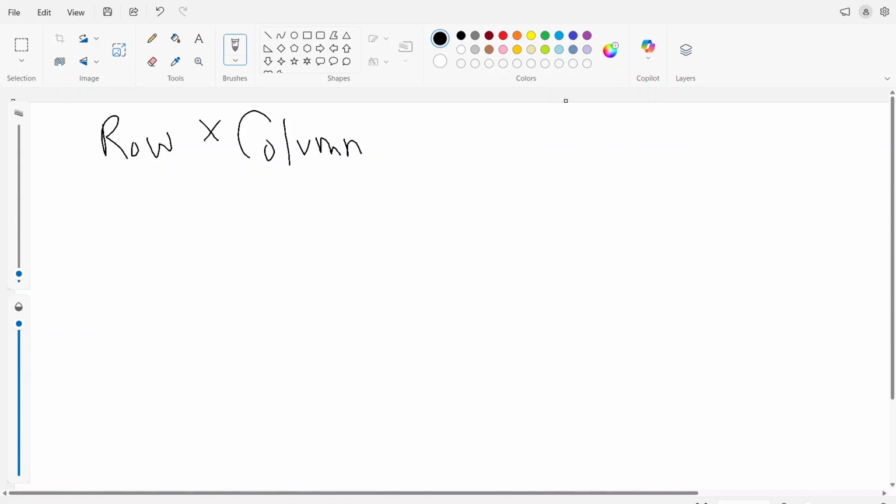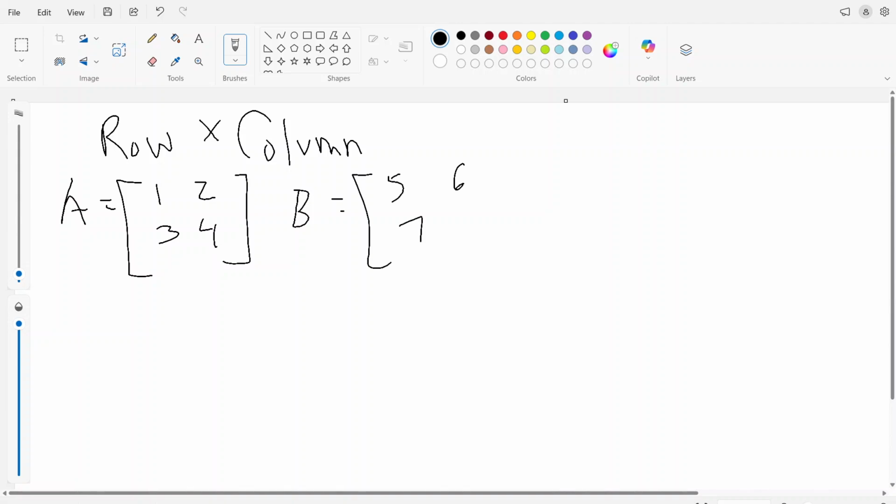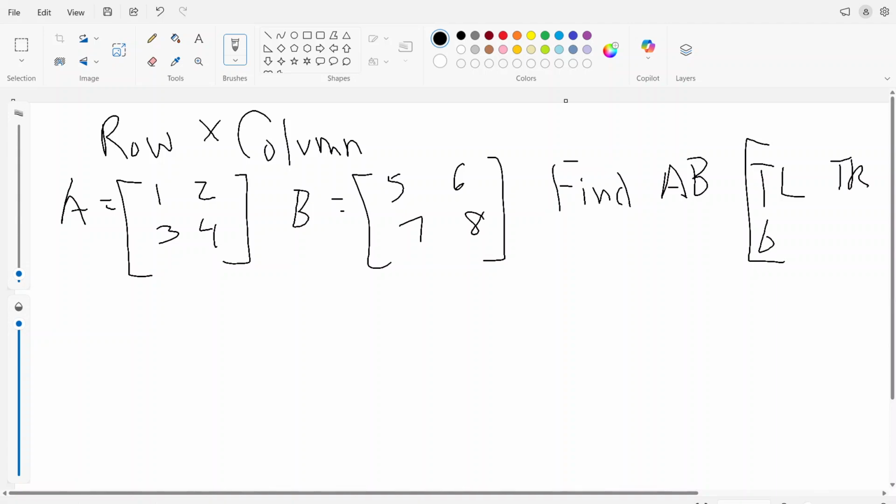So an example would be we have matrix A, 1, 2, 3, 4, and we have matrix B equal to 5, 6, 7, 8. So we want to find AB, right, by multiplying. So first we will do the top left. And we're going to have our new matrix, that's our final answer, be top left, top right, bottom left, bottom right, because we're matching the respective positions of the matrix.